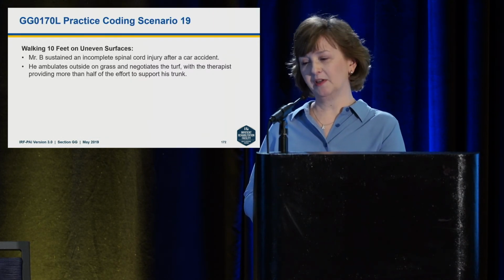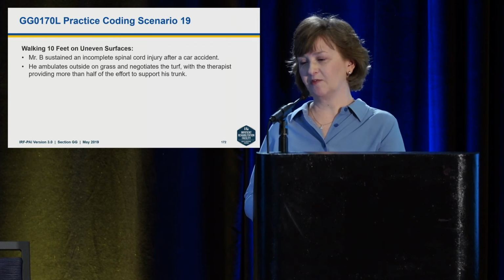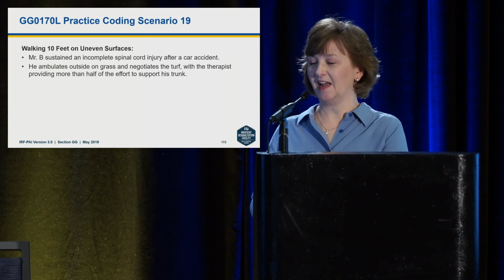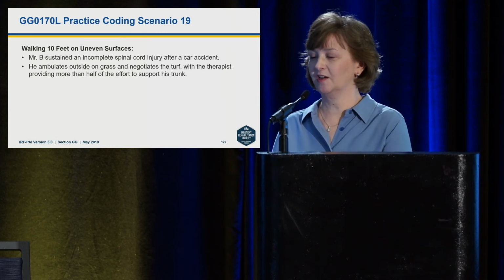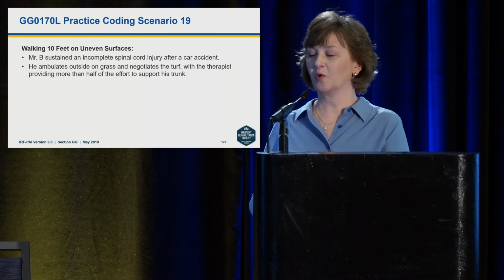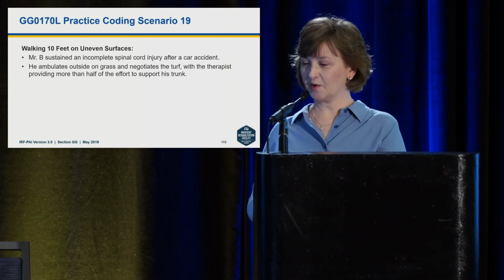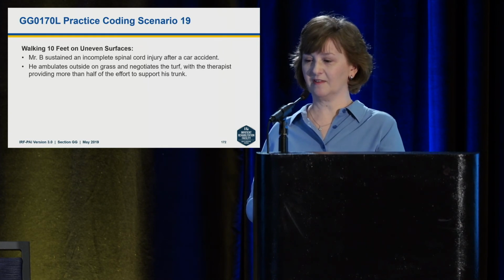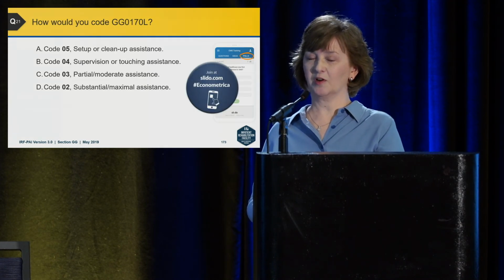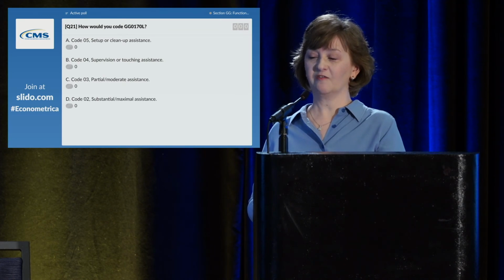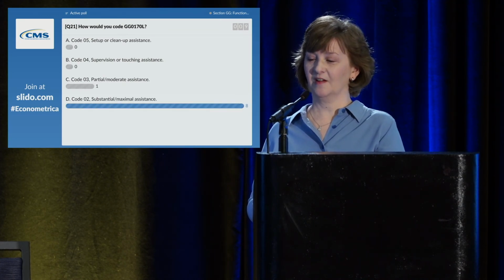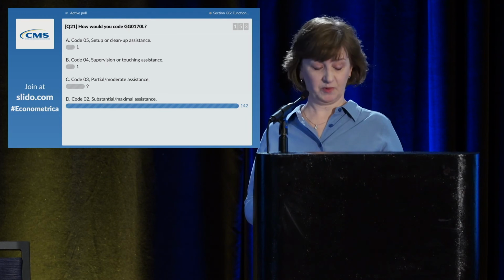So we have an example here, scenario 19. Mr. B sustained an incomplete spinal cord injury after a car accident. He ambulates outside on grass and negotiates the turf with the therapist providing more than half of the effort to support his trunk. If you can pull out Slido, you should see the response options there. The options that you can code on Slido are 05, setup or cleanup assistance, 04, supervision or touching assistance, 03, partial or moderate assistance, 02, substantial or maximal assistance.